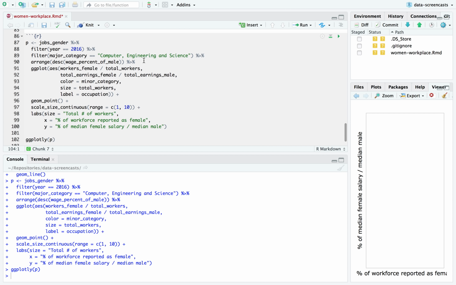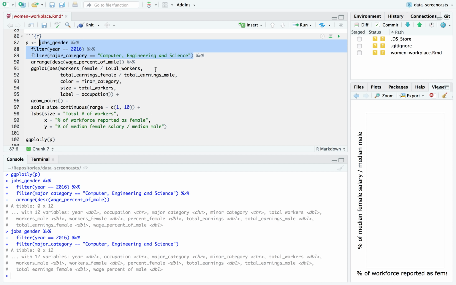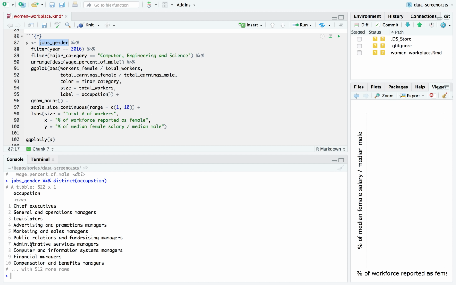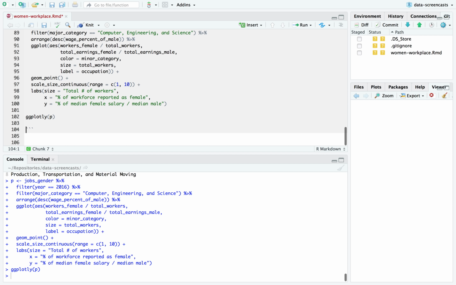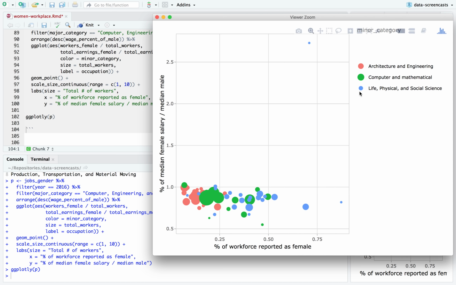All right, what am I missing? Maybe there was an Oxford comma, computer, and was it computers or distinct occupation? Oh, let me see, distinct major category. There is an Oxford comma that I missed. All right, there's an enormous outlier here.